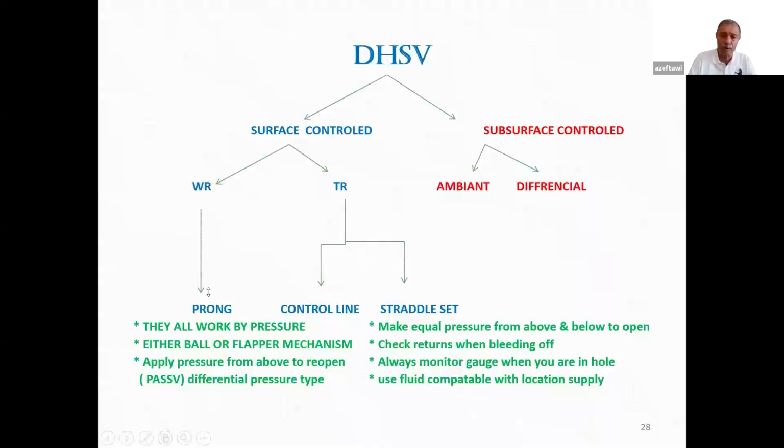The wireline, how we run it: open by prong. The tubing retrievable, how we run it open, we have two ways to go. Either through the control line, because the control line is fitted to the valve. So by applying pressure to the control line, we keep this flipper open while running in the hole. Or by using what we call a straddle set, which is a piece of pipe. We drop it from the surface while the valve is at the surface, so it goes by its weight, opens the flipper and stays in front of it, preventing the flipper from being closed. Then we run in the hole. When we reach the depth, we can use a wireline to pull this straddle set out. We agreed that they all work by pressure. And the two closure mechanisms I have are either ball or flipper.